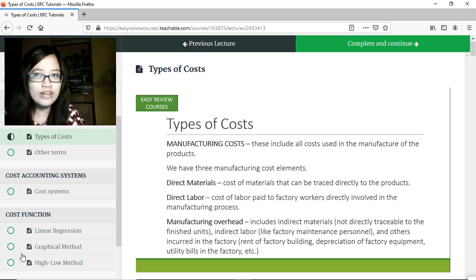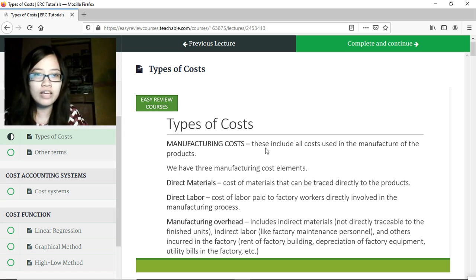Alright, so for us to understand first yung cost accounting. So mainly ang cost accounting ay ginagamit for the manufacturing companies or involved sa mga manufacturing process, okay? And then, para mas maintindihan natin, first we're going to be discussing the types of cost involved, especially yung mga ma-encounter natin in this subject, okay?